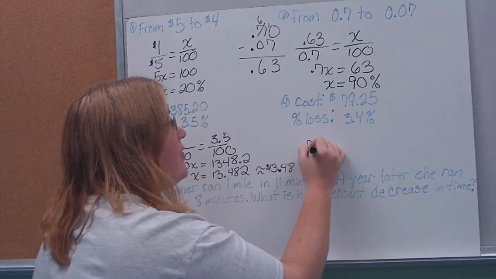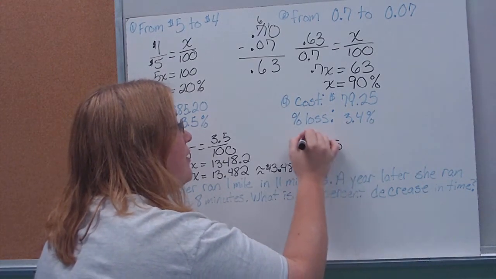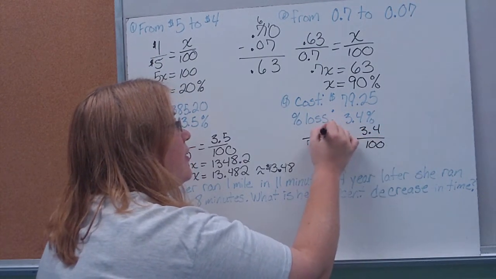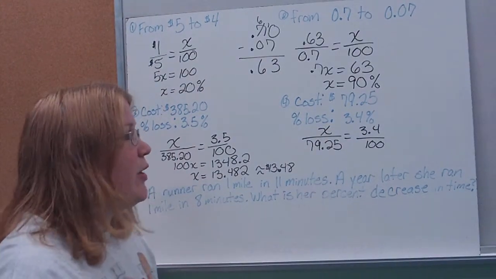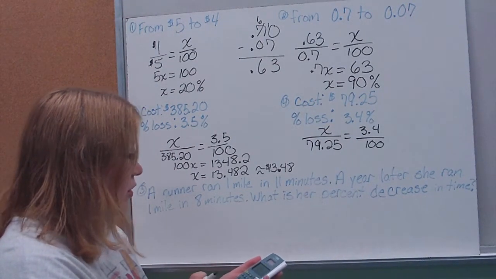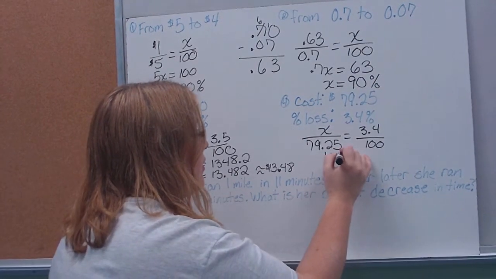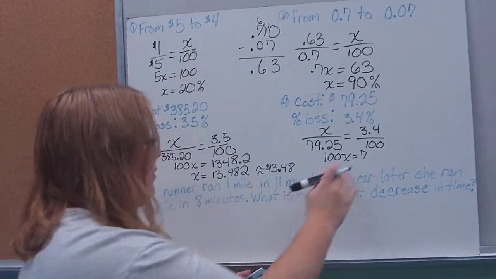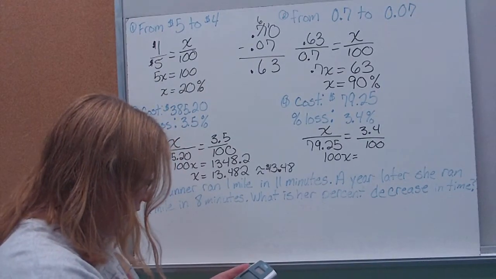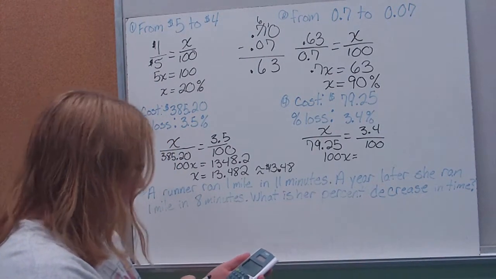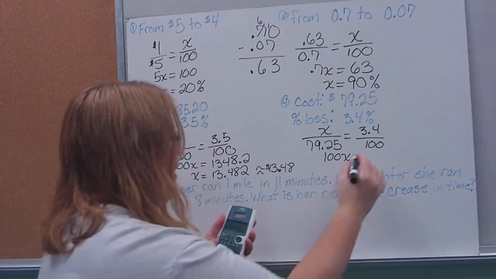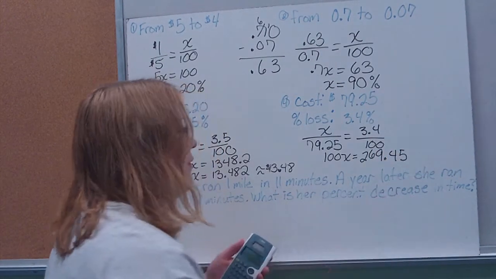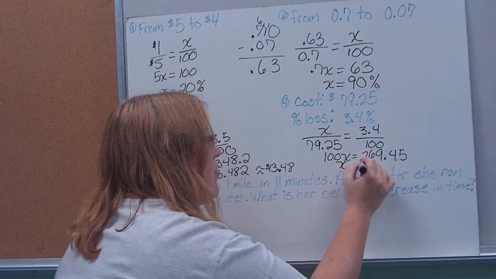So here, same thing, cost is my bottom number. That's my original cost. My percent always goes over 100. So I'm solving for what that decrease is. How much did it go down? So again, we're going to do our cross multiplication. And I'm going to use my calculator. 79.25 times 3.4. And then we're going to solve for our unknown.